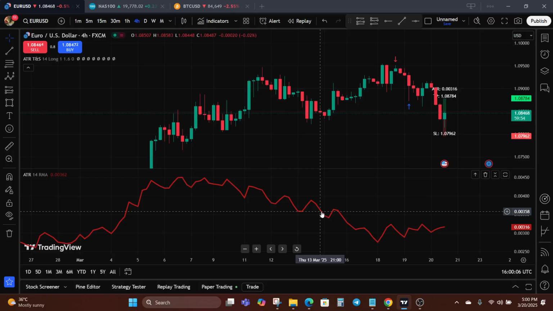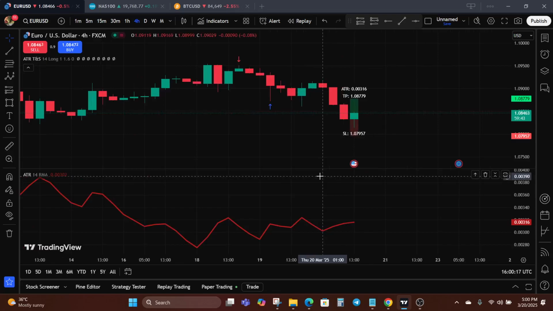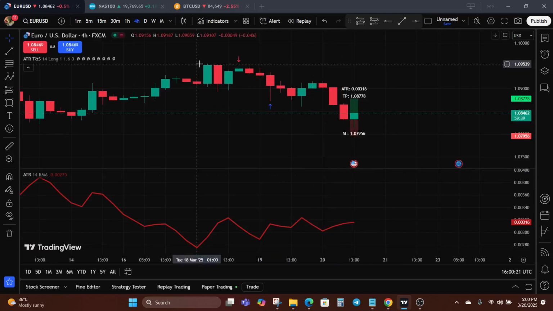Now, many traders make the mistake of guessing their take profit levels instead of basing them on market conditions. The ATR indicator solves this by identifying market volatility to set realistic take profit levels, helping traders adapt to different market conditions, preventing emotional exits by providing data-driven trade management.